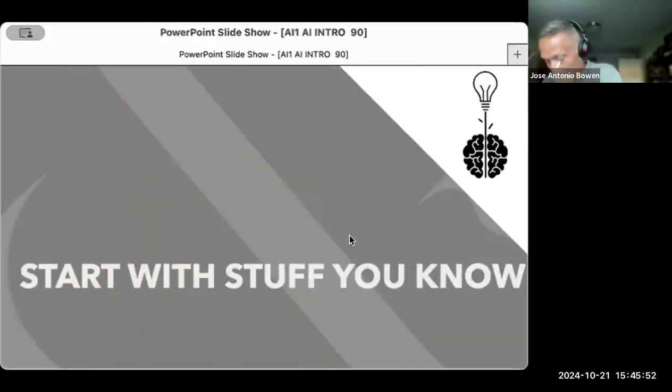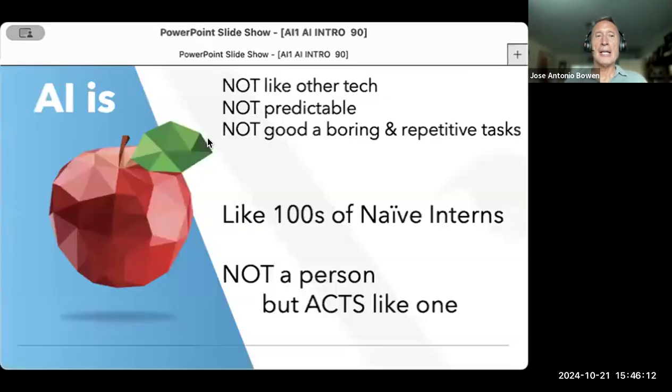Right? So what we've learned so far. One, start with stuff that you know. You're the expert, right? Think about this. What do we do as faculty? We ask better questions. We evaluate answers. That's what we do, right? So start with stuff where you'll know if the answer is BS. Don't just ask it to write, right? Start with stuff you know. You'll have a better way to evaluate it.